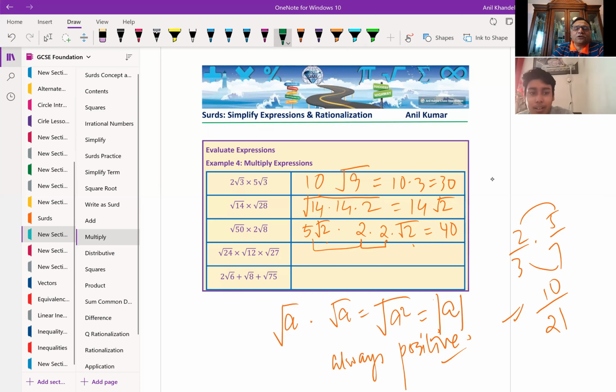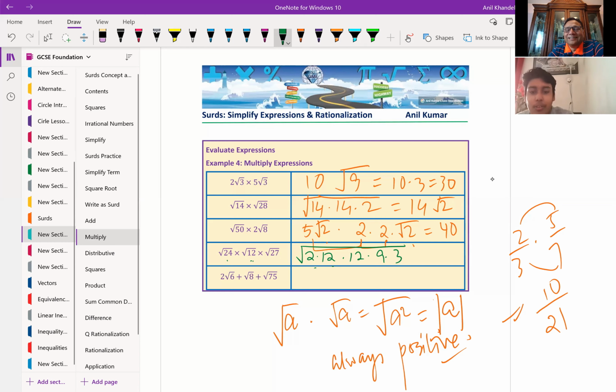Next one, try this out. Square root 24 times square root 12 times square root 27. How will you do this? It would be 2 multiplied by 12 multiplied by 12. So I could see 24 as 2 times 12. I already have a 12, right? So I made it 2 times 12.